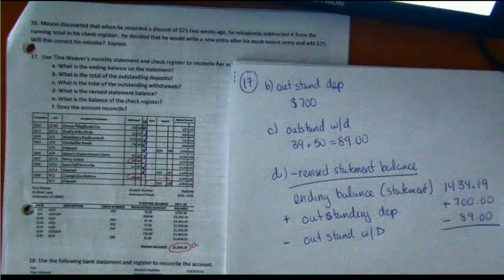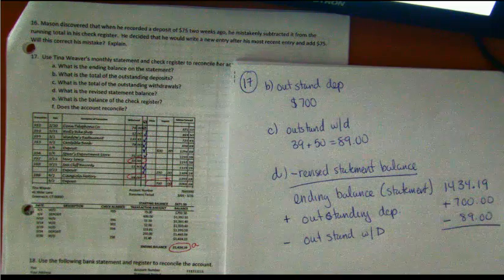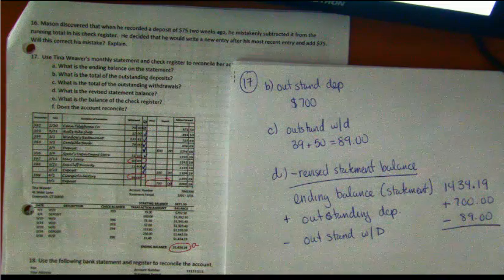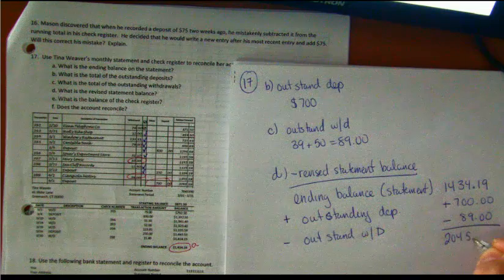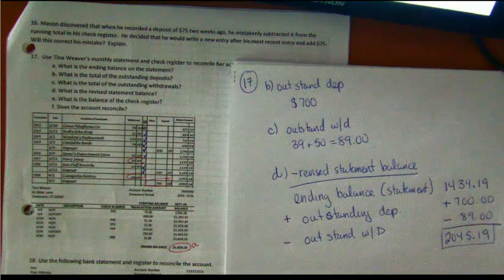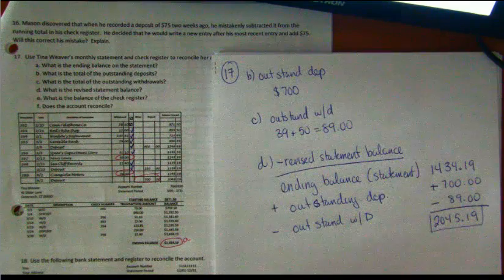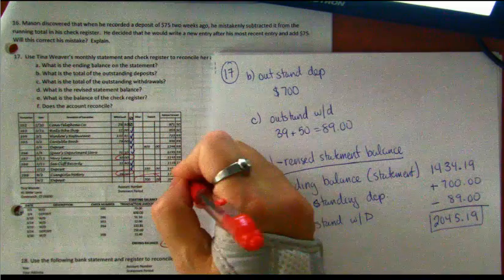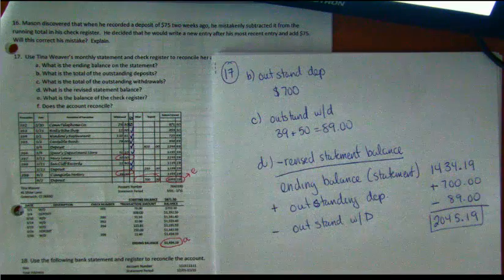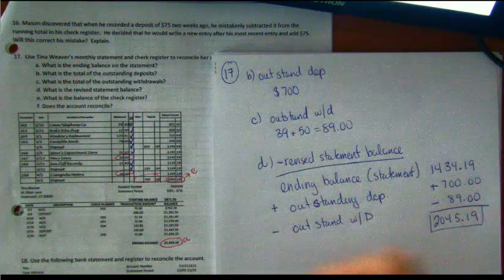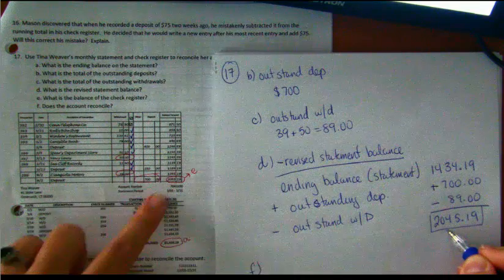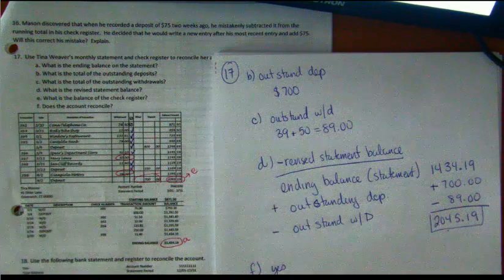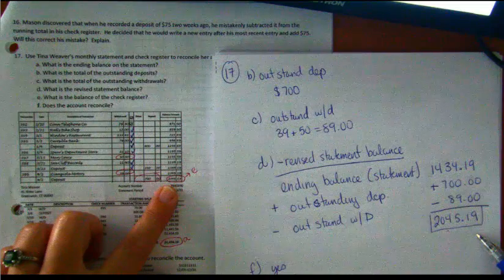What I got matches what she has. It should. Okay, this is the revised statement balance. Okay, that's D. E is what's the balance on the check register. That's this last balance right here, that's E. And then F, does the account reconcile? Yeah. If this matches this, yes. If not, there's a mistake somewhere, you gotta go hunt for it. But as long as these two numbers here match, you're good, you're golden.